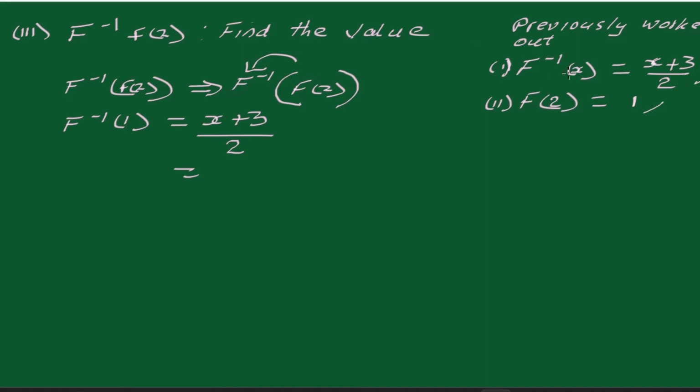Since the inverse function f is x plus 3 over 2, which is this function here, into this function, which is x plus 3 over 2, we're going to input 1, which means to say anywhere we see x in the inverse function f, we will replace it with a 1.